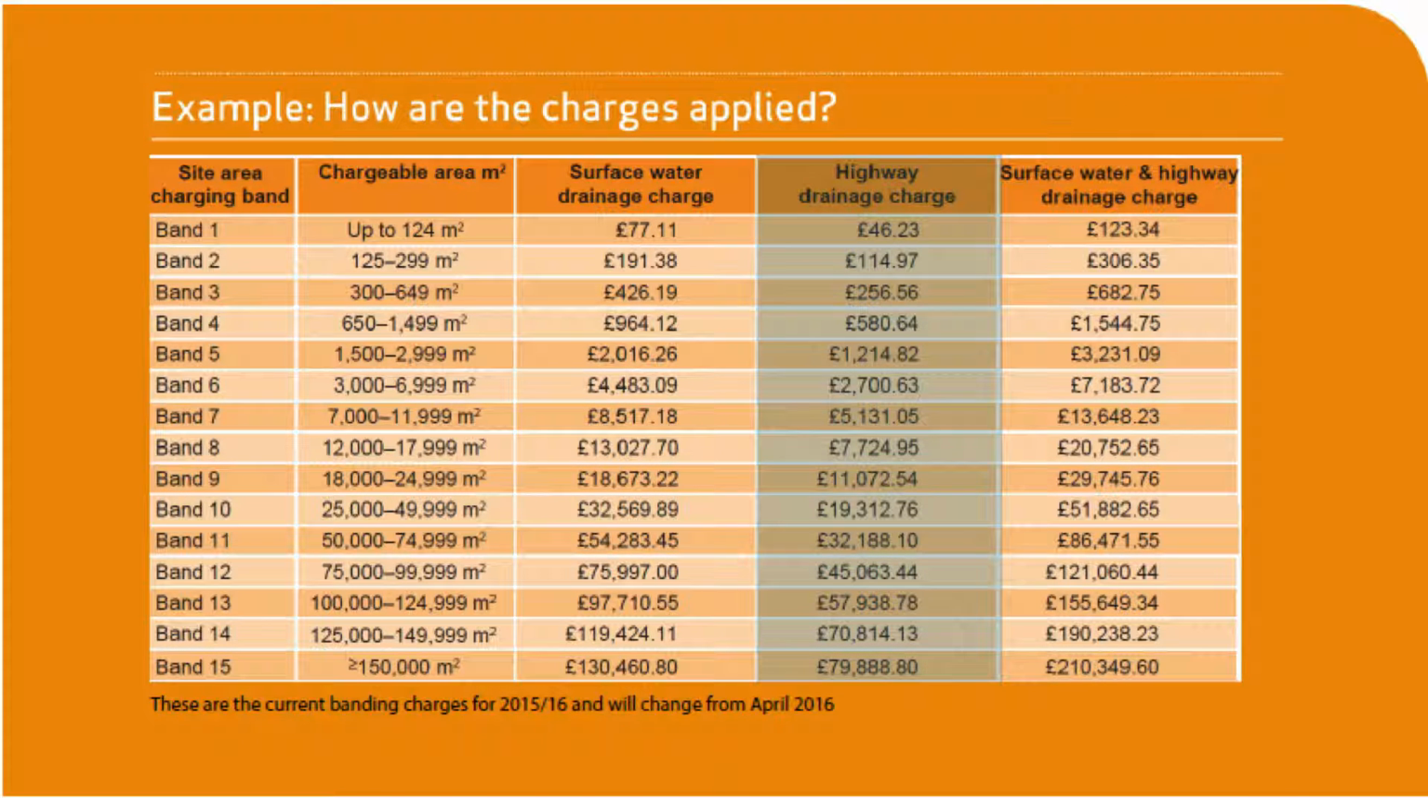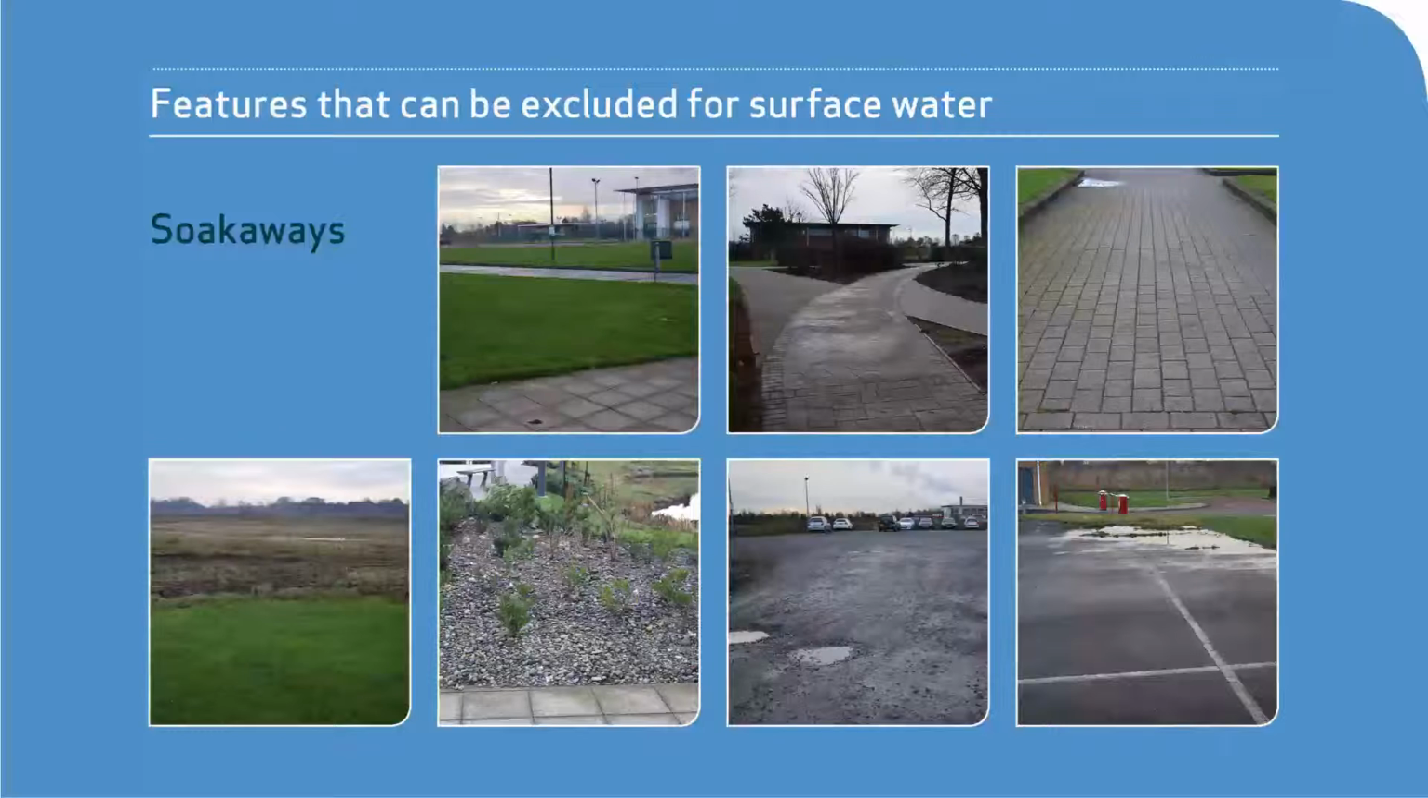Let's look at some examples of what we mean by features that can be removed as part of the partial connection allowance application. So on the slide now you'll see a few images, and these images show both permeable and non-permeable surface types. So it's important to understand how these may impact your charges. So for example, gravelled areas aren't included in your surface water or highway drainage charges, and this can include permanently grassed and cultivated areas. Gravelled areas aren't included either for surface water charges, but are included for highway drainage charges.